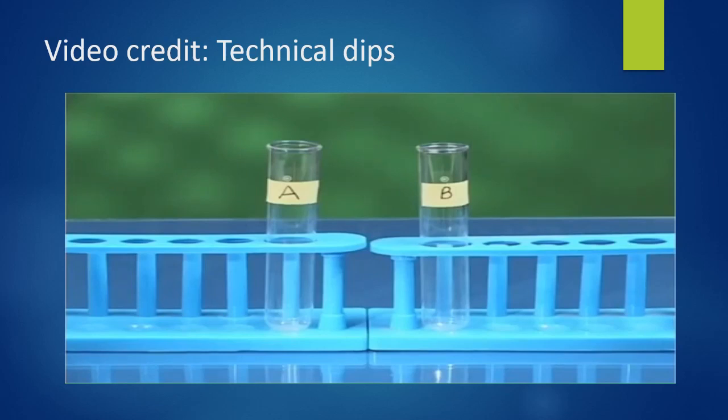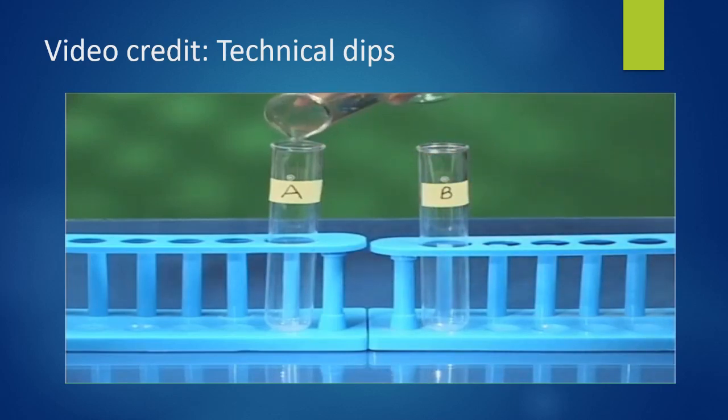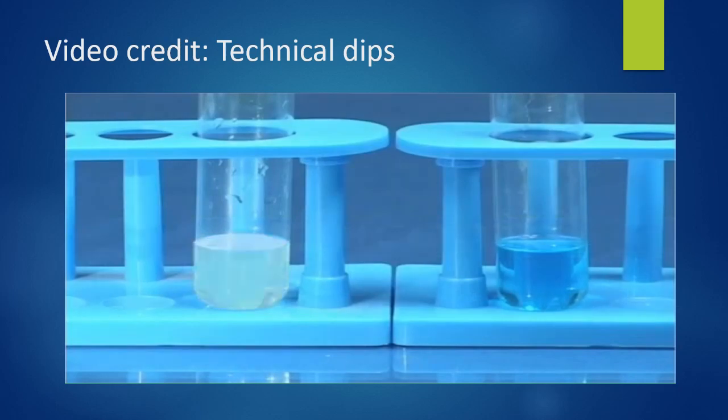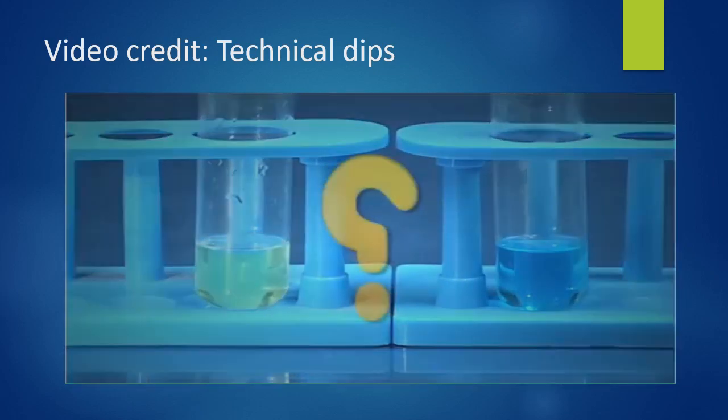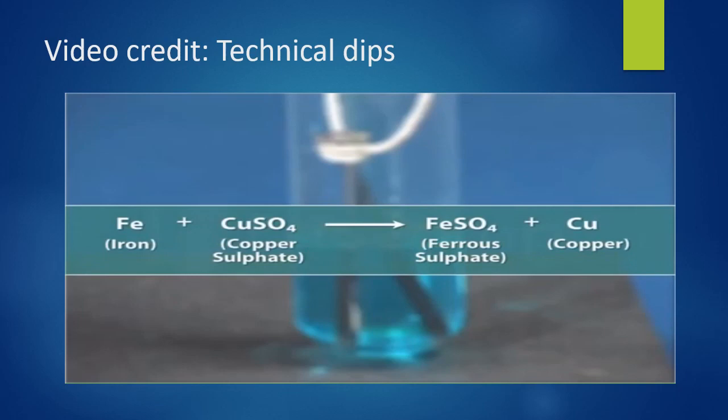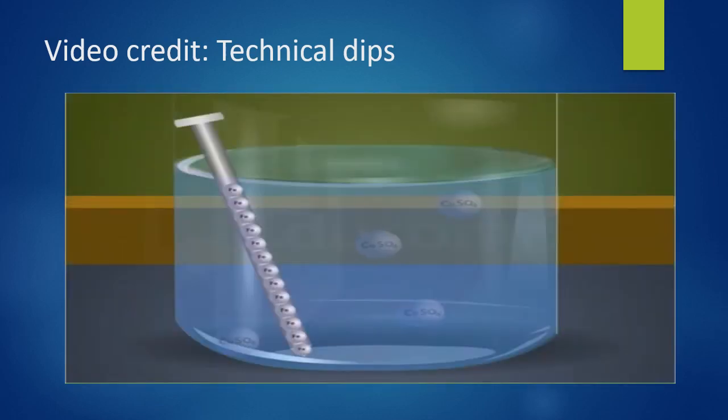Take 2 test tubes marked as A and B, and in each test tube pour about 10 milliliter of copper sulfate solution. You will find that the original deep blue color of the copper sulfate solution has faded away. What is the reason behind these changes? When iron nails are dipped in copper sulfate solution, the iron metal reacts with copper sulfate, which results in the formation of ferrous sulfate and copper metal. In this reaction, iron being more reactive than copper displaces copper from the copper sulfate solution and forms ferrous sulfate, which fades the deep blue color of the solution.